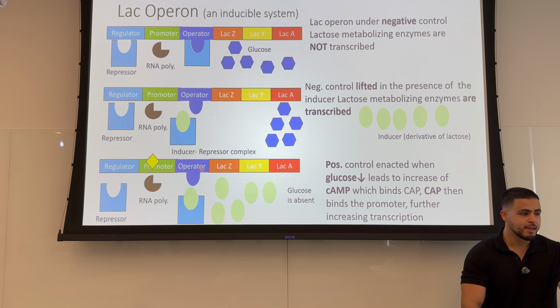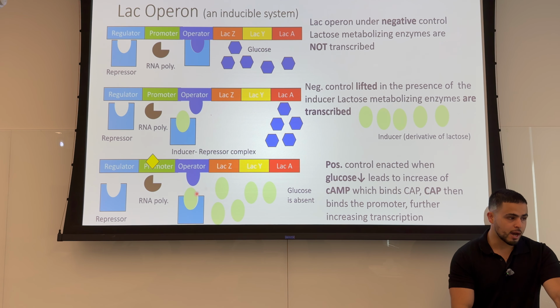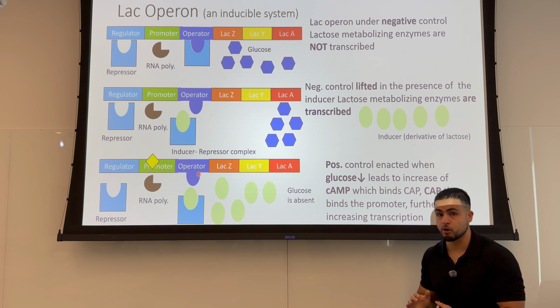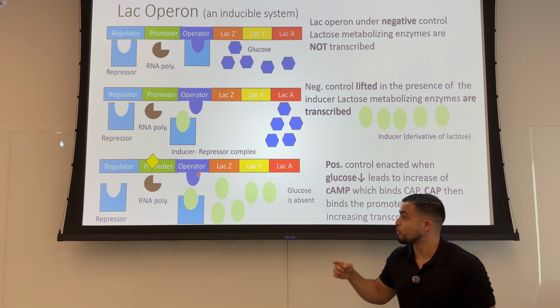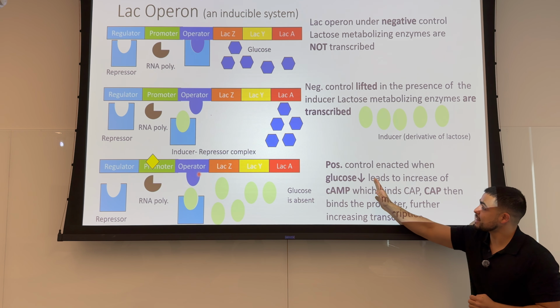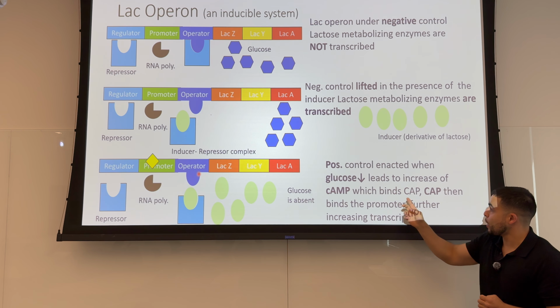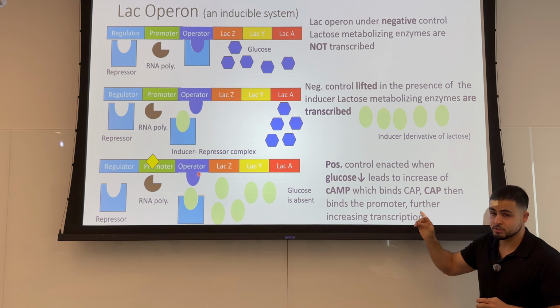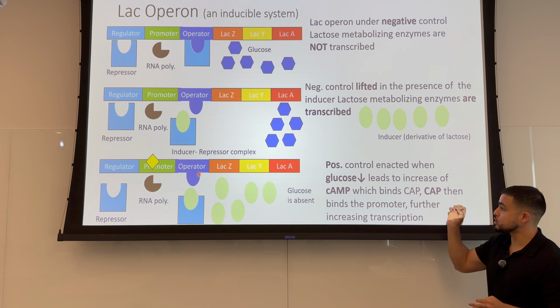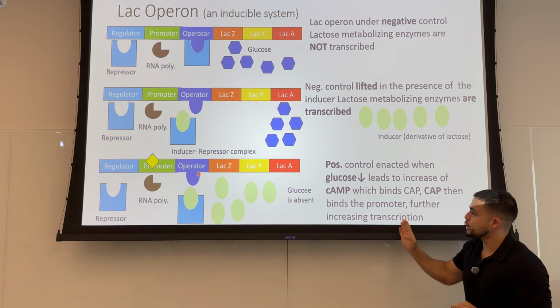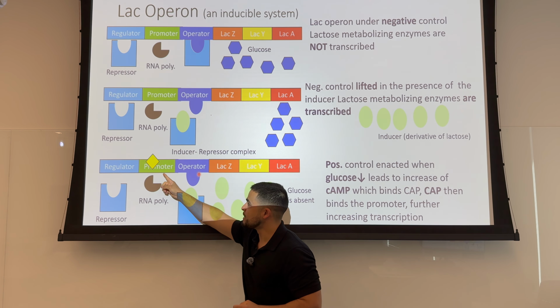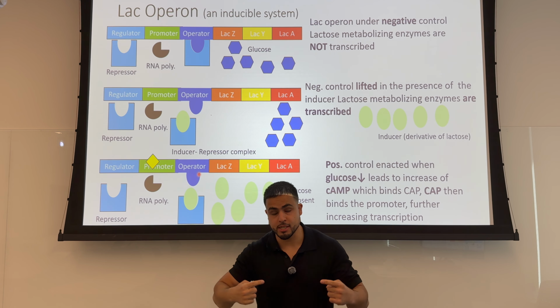First of all, the inducer-repressor complex is still there, so you still have the system running because the repressor is not able to bind the operator and block RNA polymerase. But in addition to that, when glucose is low, that leads to an increase in cAMP. And when cAMP increases, it can interact with this molecule called CAP. This is no CAP, by the way. It binds to CAP, and then CAP will go and bind to the promoter. What it's going to do there is increase the transcription.